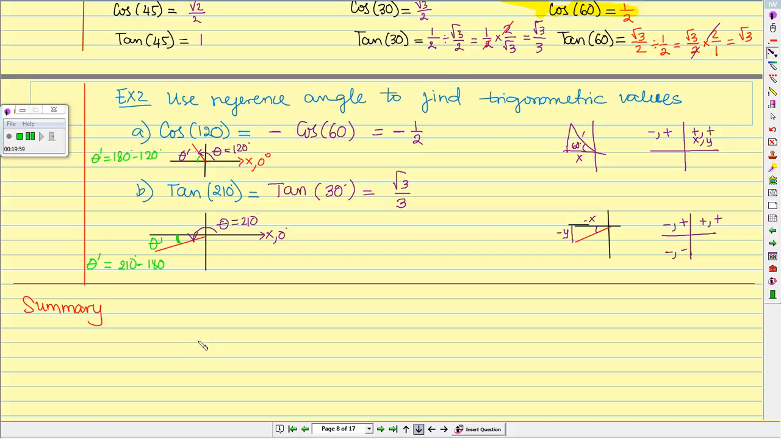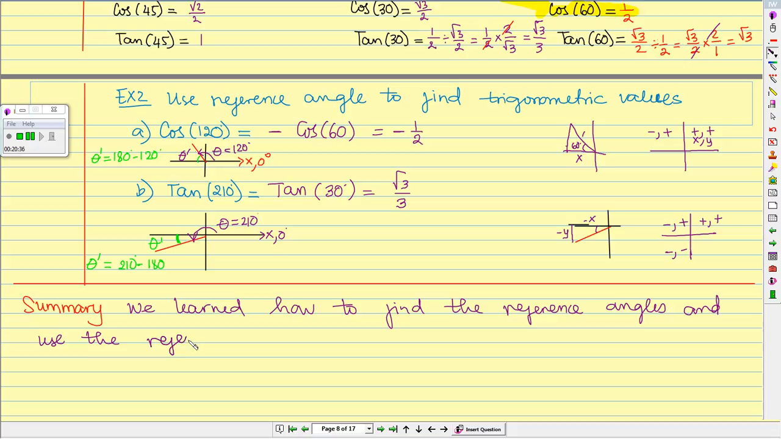So let's write out the summary. In this video, we learned how to find the reference angle, and use the reference angle to find the trigonometric value.